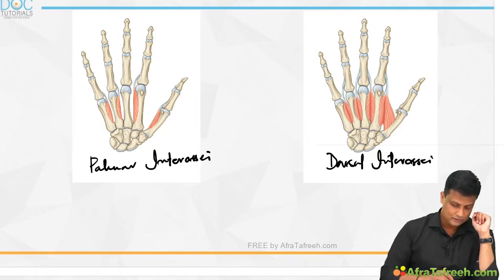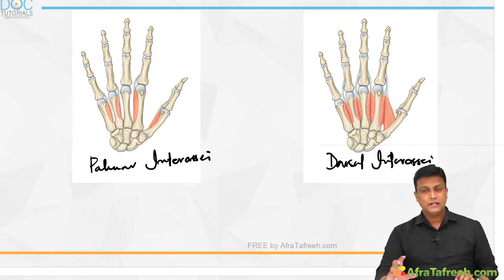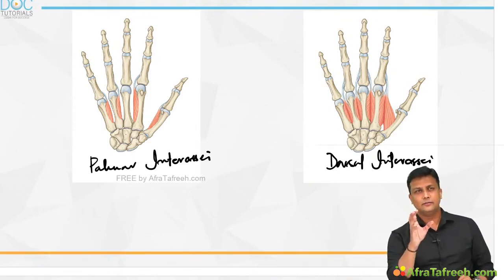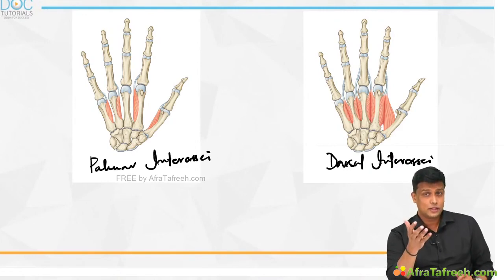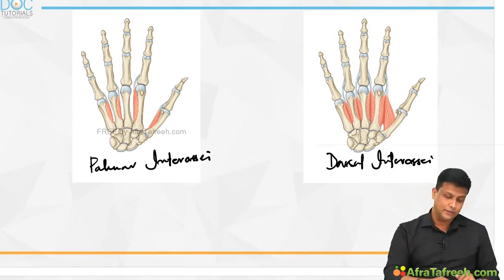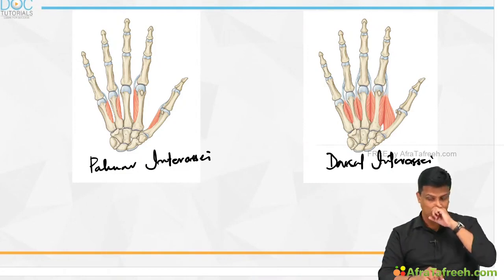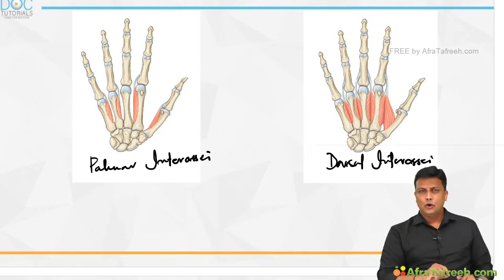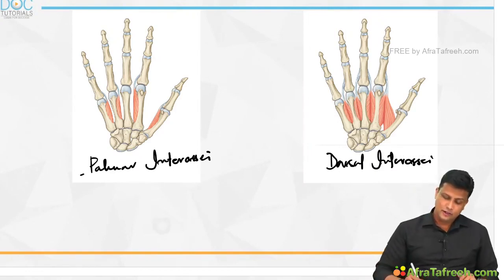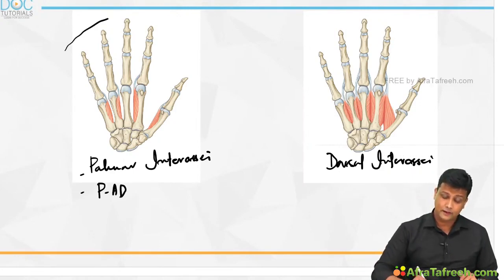The unipinnate ones, the moment you look at the diagram, are present between the bones only. So interossei means in between the bones, but the one which is unipinnate is the palmar interossei, and the one which is bipinnate is the dorsal interossei, guys. Now we all know the action of these. The palmar interossei help in adduction of the fingers, the very famous mnemonic PAD. It helps in adduction of the fingers.